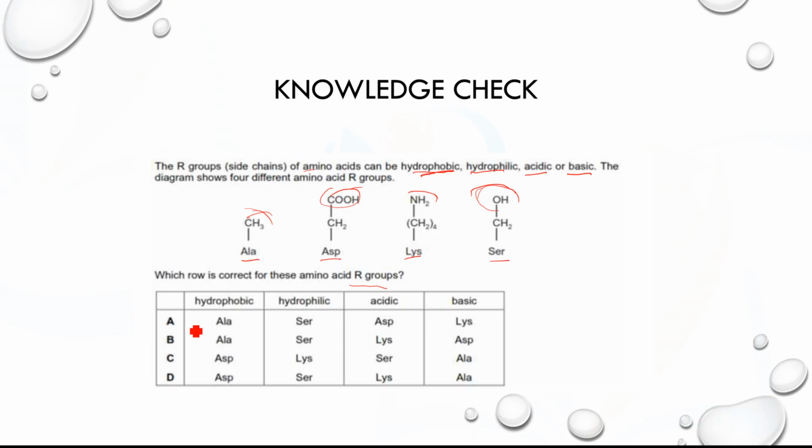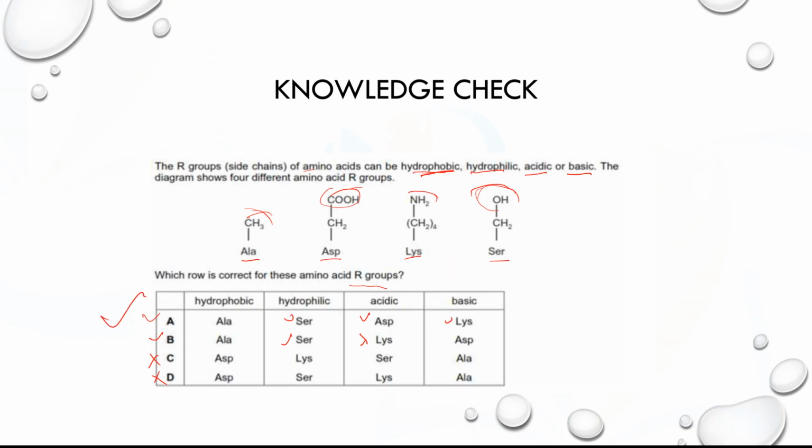Alanine is hydrophobic, right? So that goes for this and this, cancel this. And the hydrophilic one is the one that has a hydroxy group, which is serine, and that goes for this and this. Acidic is the one that has a carboxylic group, which is aspartame. Lysine is not acidic. Is that okay? And basic is the one that has an amine group, which is lysine. So the answer is actually A.